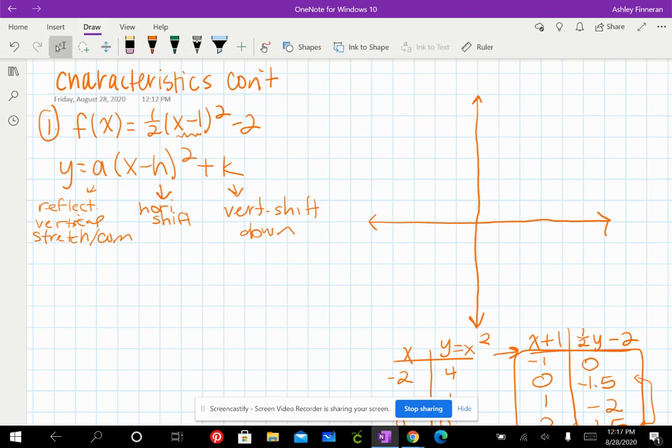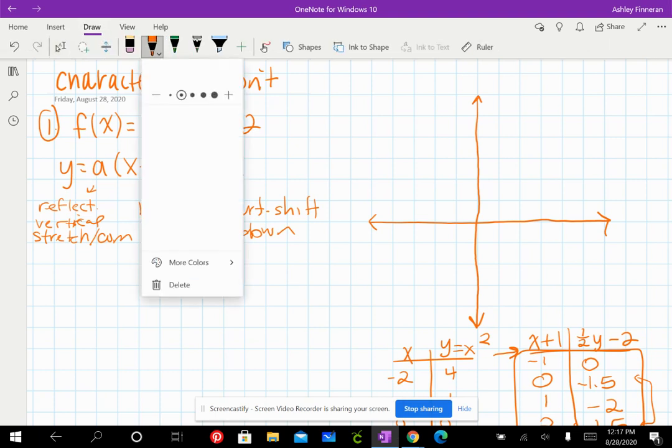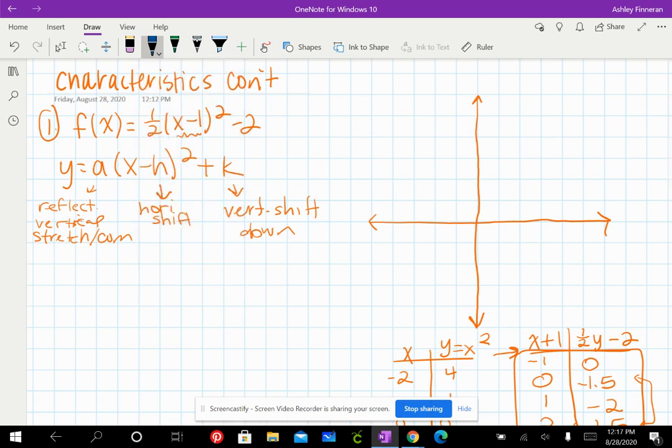You could recognize that the vertex is 1, -2. I know the function opens up because it has a positive a value. So there's not a reflection in the x-axis in this case. Had it been -1/2, then it would be reflected over the x-axis. But it is compressed. So for a quadratic function, usually I would go over 1 from the vertex, up 1 squared, but I'm going to compress that by a factor of 1/2.